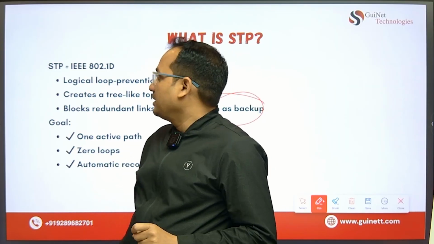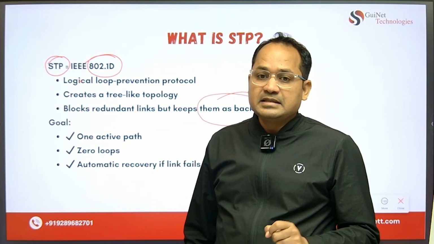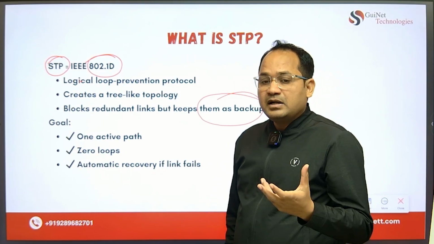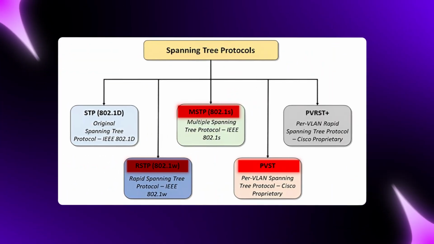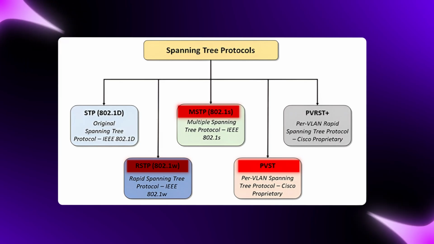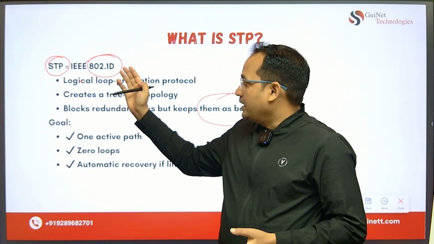This IEEE 802.1D is the technology that represents STP. It is a legacy, old protocol. There are multiple versions of STP: there is RSTP, there is MSTP, there is PVST. I will discuss all the protocols one by one, but the very first protocol is STP, the IEEE standard.